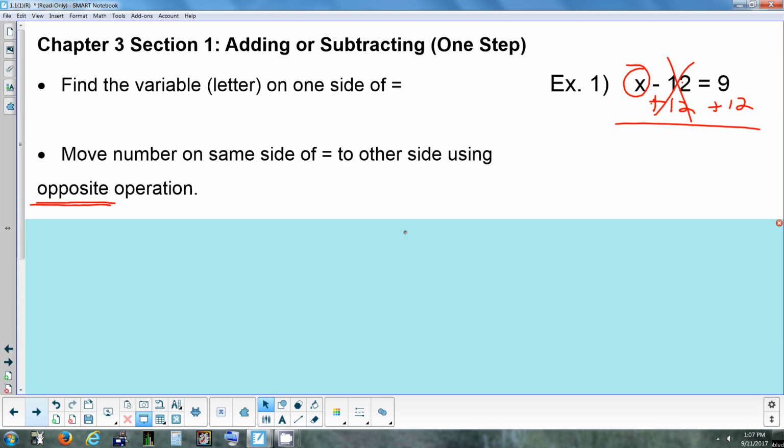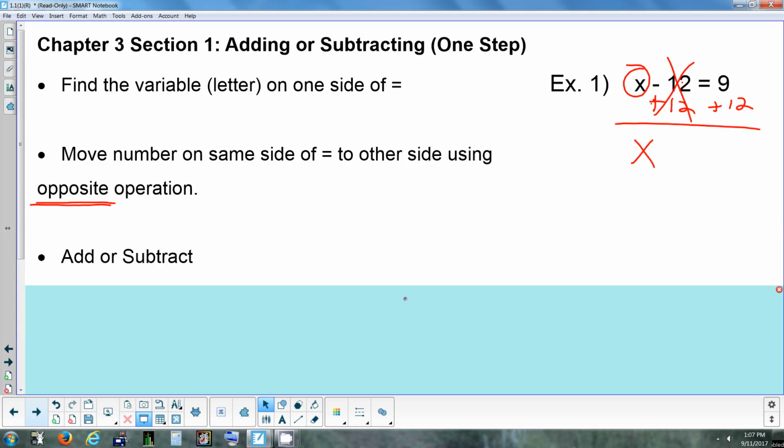What's the only thing on the left-hand side now? X. So actually, add or subtract, we already started doing that. Can anybody finish adding that for me? What's 9 plus 12? Madison? 21.